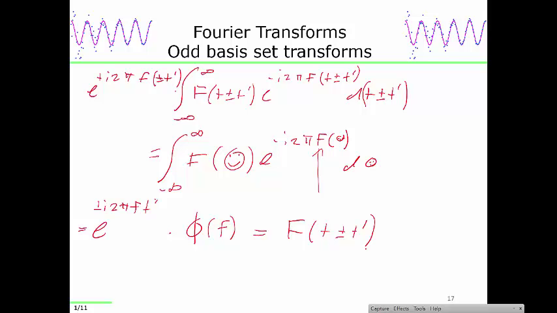What's in front of the i? Plus or minus. I just moved that plus or minus out to the left instead of leaving it where it initially was. And this should be nothing there either. So that's just e to the i plus or minus 2 pi f t prime times phi of f. Satisfying? Yeah. Okay, so that takes care of the shift.